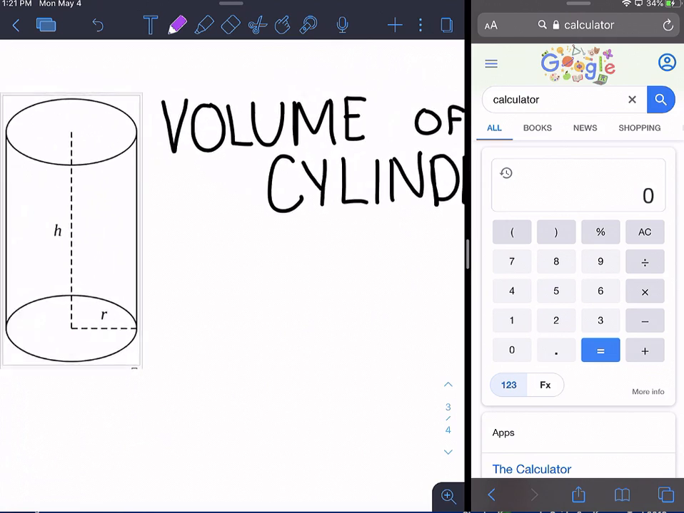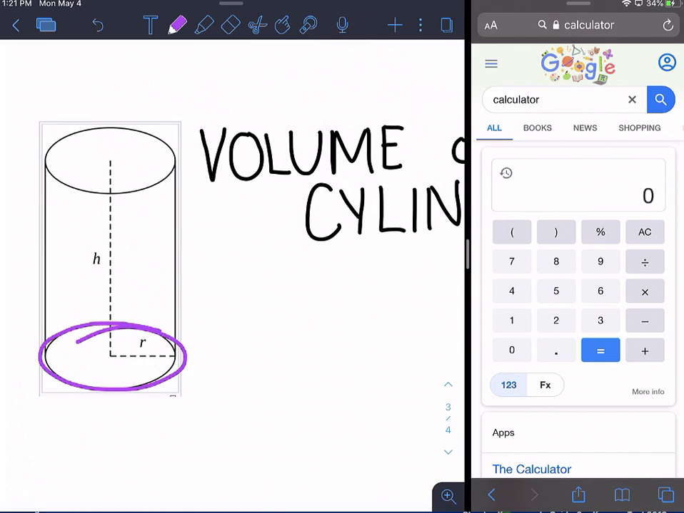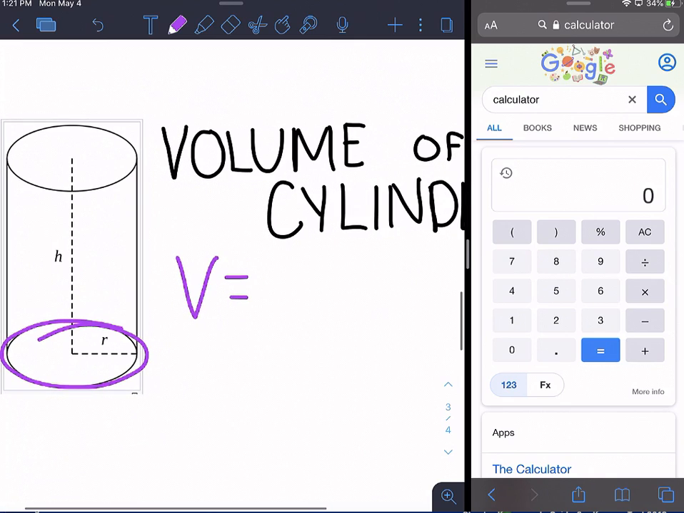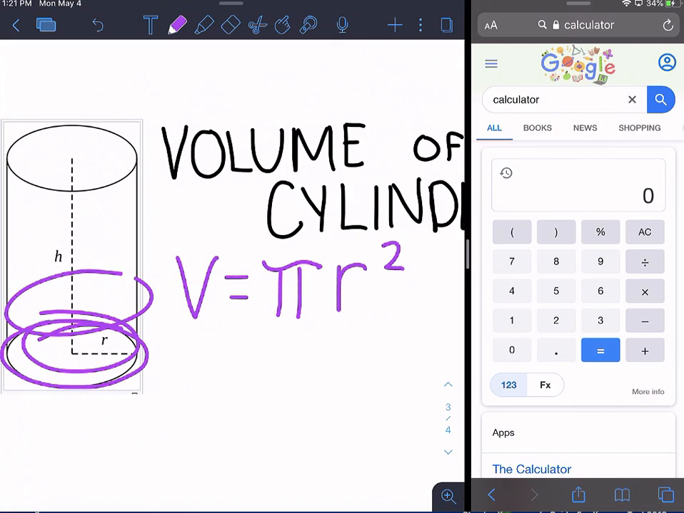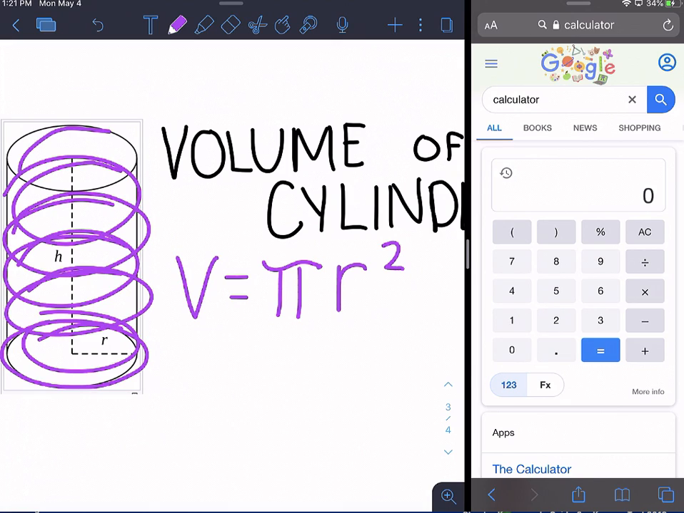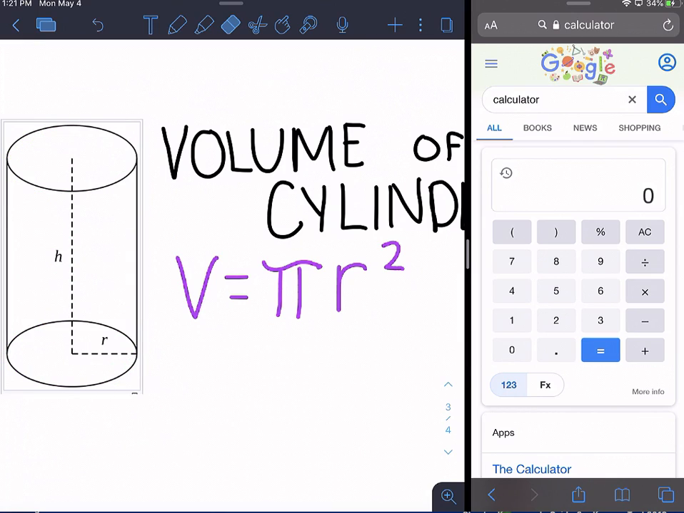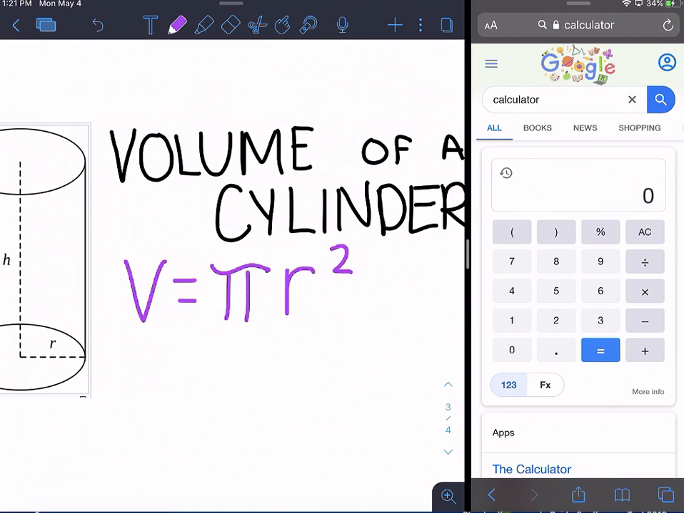In order to do that, we first need to figure out what the area of the circle is, the area of the base. So to find the volume, we need to find the area of the base. Now, remember, area of a circle is pi r squared, pi times the radius squared. Now, to find the volume, we have to figure out how many layers of that circle there will be. It's just like totaling up all those circles going all the way up. So to do that, we multiply the area of that base times the height.